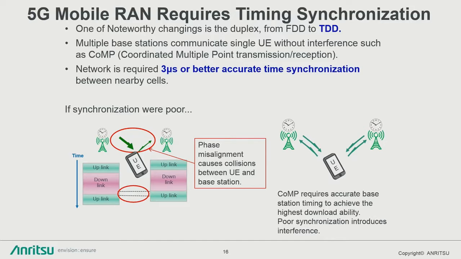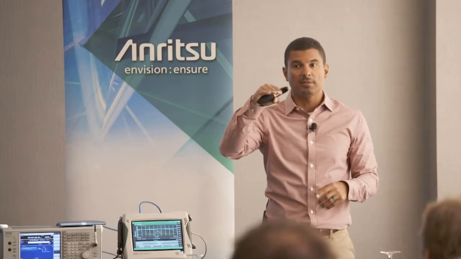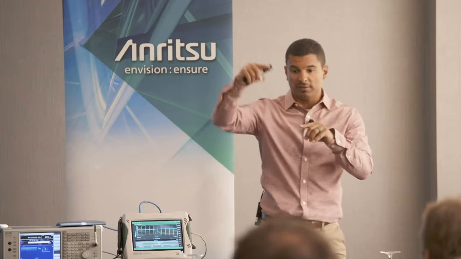Now, what's the biggest difference with TDD versus FDD? Well, in FDD, you had different frequencies for your uplink and your downlink, right? You didn't have to worry about timing so much because, again, they were on two different frequencies. In TDD, they're on the same frequency, but in different time slots. So depending on the time over that same spectrum, you're either doing uplink or you're doing downlink. You're not doing both. It's always at that specific time slot.